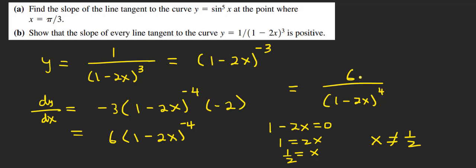Since the numerator is positive, and positive divided by positive is positive, therefore, we show that the slope of every tangent to this curve is positive.